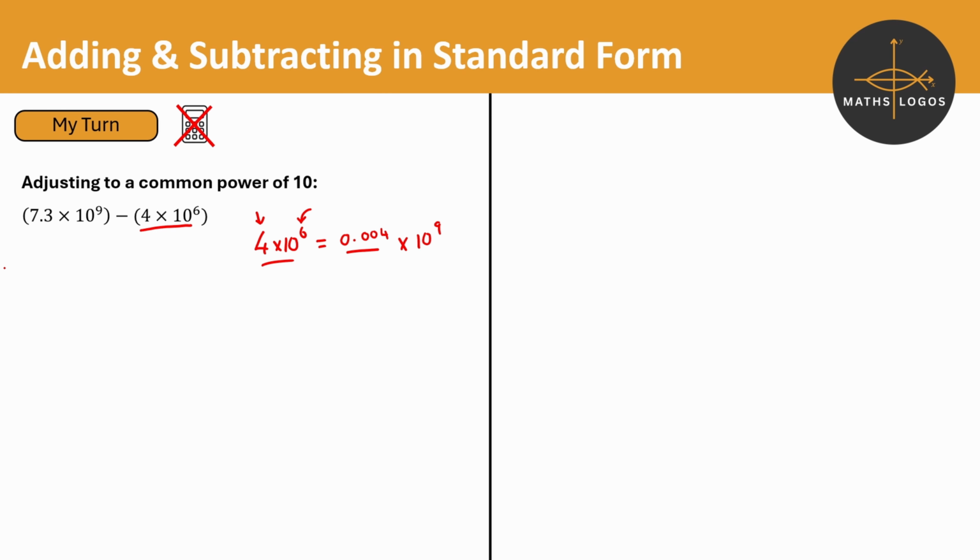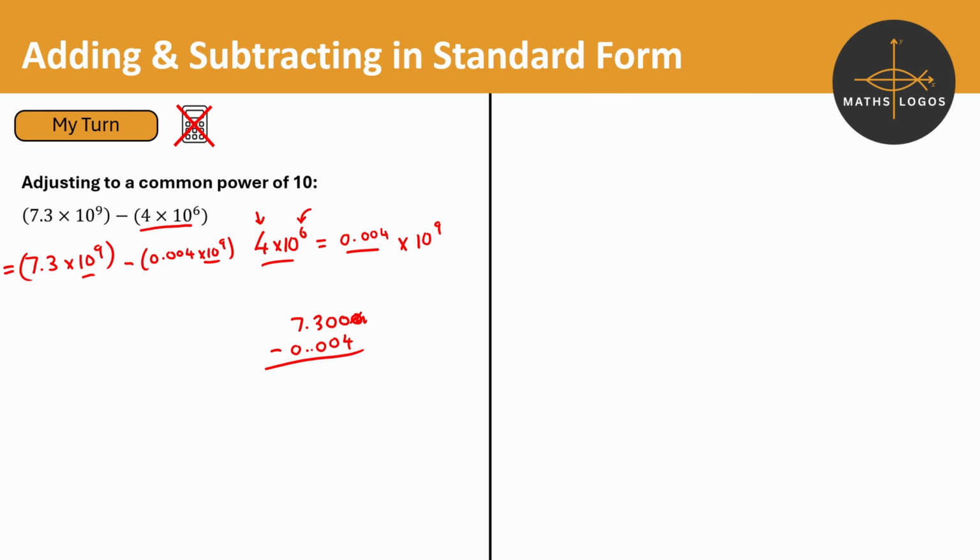Let's rewrite our calculation. So I've got them both to the common power of 10. I've got 7.3 multiplied by 10 to the power of 9, and I'm taking away 0.004 multiplied by 10 to the power of 9. Because they've got the same power of 10, I can go ahead and subtract them. Now this method is not without its challenges. I will have to do 7.3, put down some zeros, and take away my 0.004. I put down one too many zeros there.